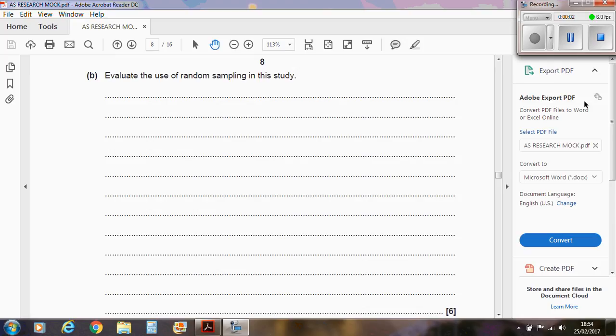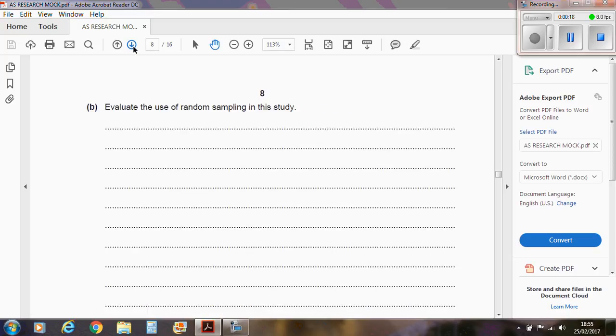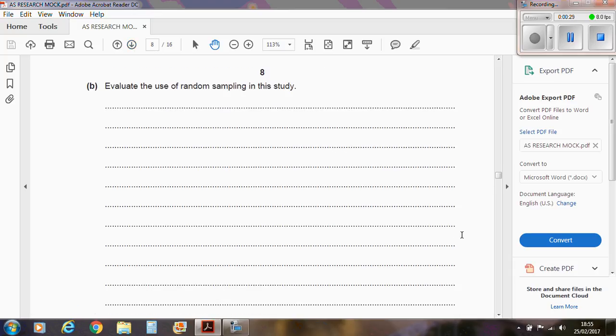So this is question 17b, which was asking you to evaluate the use of random sampling from the scenario of the fairy pets, the Oaklands residential home and the elderly people there. Depending on what you've suggested of how you do a random sample might have impacted on how you evaluated random sampling, because if you didn't know what random sampling was, it makes it very difficult to evaluate it. Essentially, because it's an evaluate question and there's 6 marks, it wants one strength and one weakness, and you have to use P.